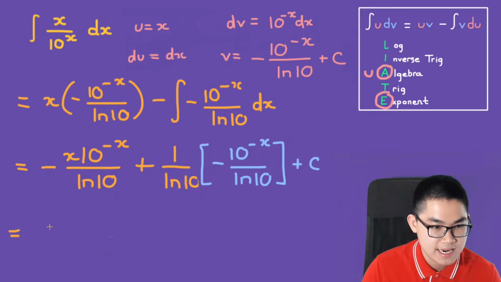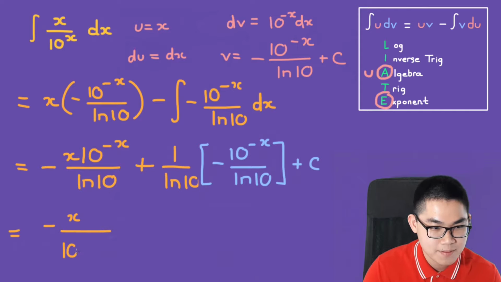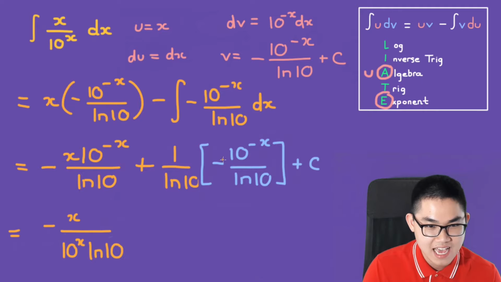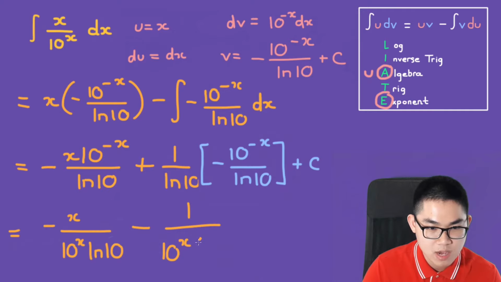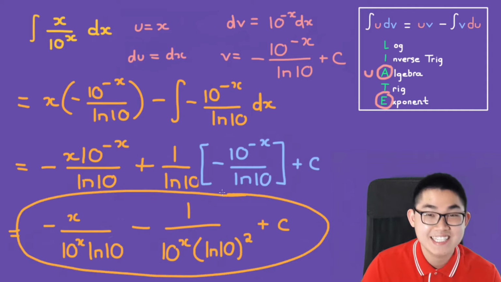And we have negative x times 10 to the power of negative x. So 10 to the power of negative x is 1 over 10 to the power of x. I think it's better if we bring it to the denominator. So we have 10 to the power of x ln of 10. And here we have a negative sign, so this would be minus. And again, we bring the 10 to the power of x to the denominator. So we have 10 to the power of x, and ln of 10 times ln of 10, so that would be ln of 10 squared, plus c. And this here is the answer.